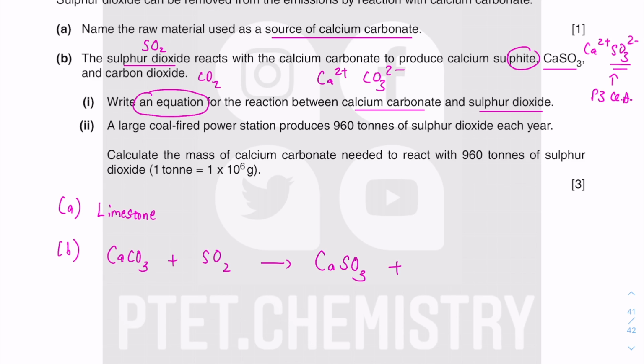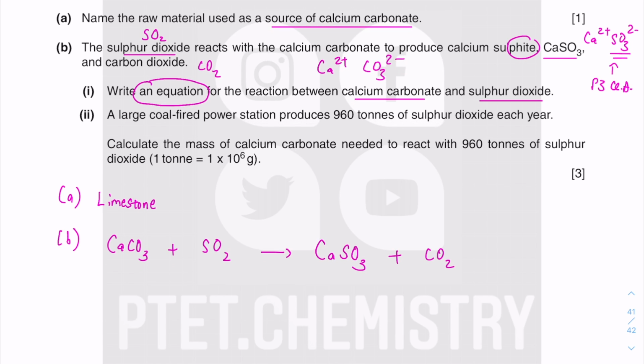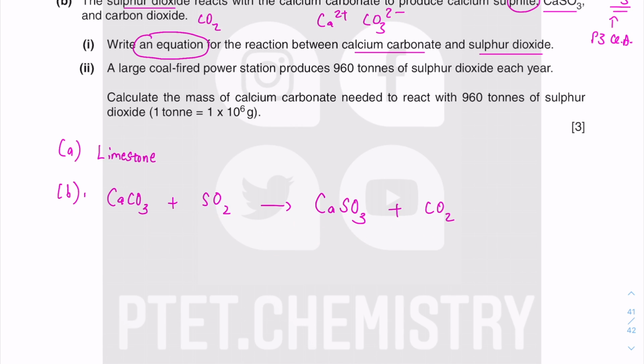Carbon dioxide is a case study in the simple covalent molecules, one of the many simple covalent molecules that you're expected to know the formula of and state the formula just based on the name itself. Well, let's look at whether it's balanced or not. One calcium. This SO2, take away one oxygen, it becomes SO3. This loses one oxygen, it becomes CO2. So this equation is balanced just like that. So that's B part 1.